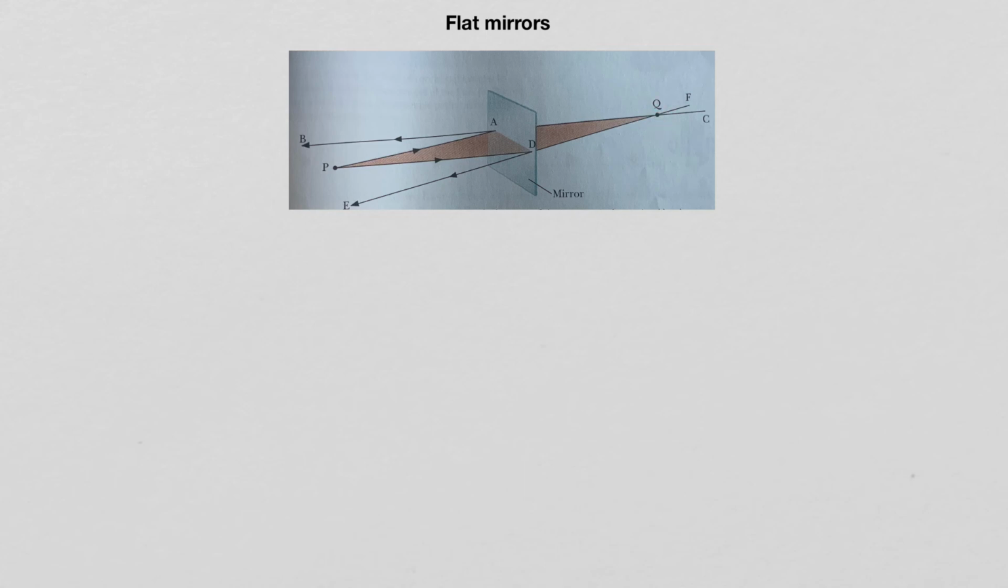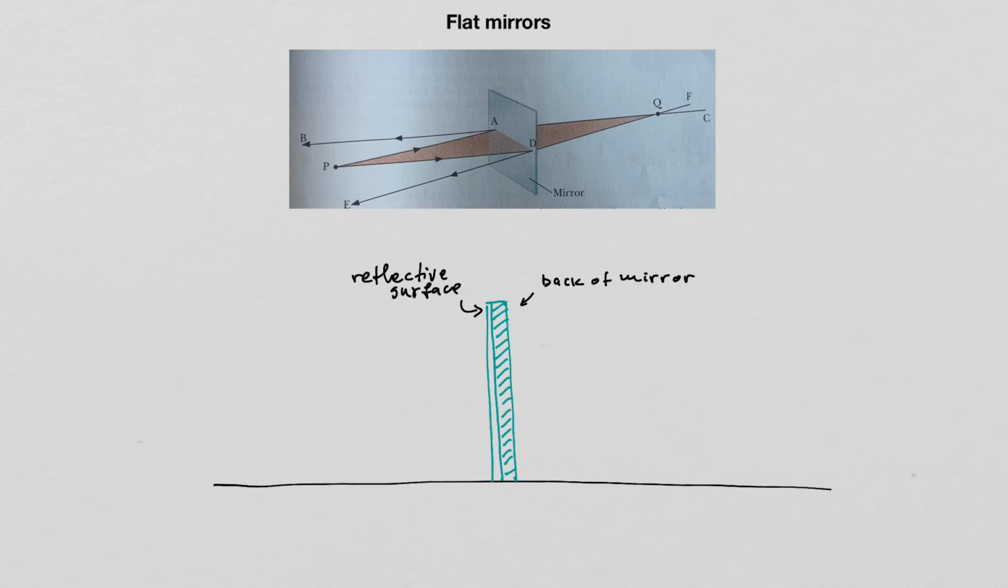So now let's sketch in a different manner the formation of an image by a flat mirror for an observer. So here is my flat mirror. This is the back of the mirror that is not reflective, and this is the front of the mirror, which is reflective. So let's place an object in front of the mirror. So here is my object, and I'm going to use a simple arrow to indicate the object.